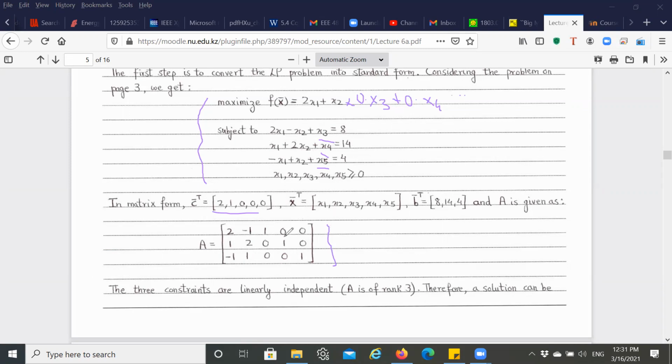Remember, this 0, 0 is actually for x4. This is x5, and this is x3, x2, x1. So you just fill it in and you will get it in the matrix form.